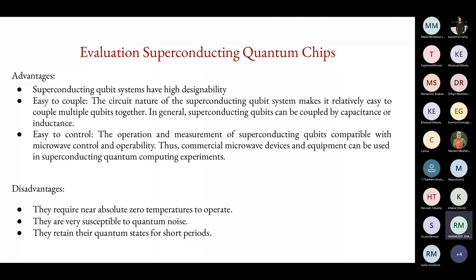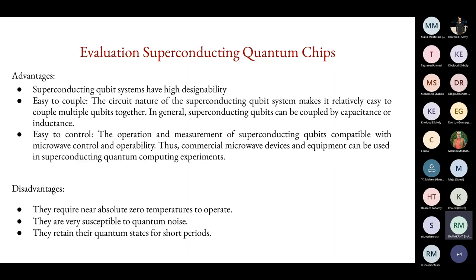One of the advantages that we have in superconducting quantum computers is that they have high designability. It means that we know how to design them, we have the electronics for it, we have the control system for it, and they are extensible. So we can extend them to add more qubits, and we can extend them even more to implement more resonators and to have a better interaction with the qubits.